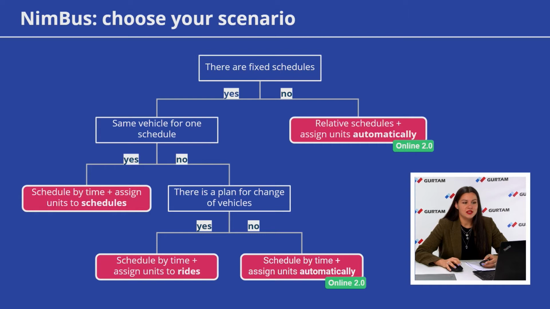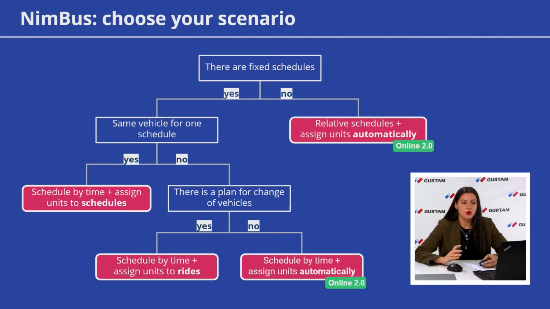If the vehicles usually switch from one schedule to another, then you should pay attention to one more thing. Is there a plan for change of vehicles? Very often dispatchers have this plan for a day, week, or even a month. In this case, it is impossible to assign the same units to schedules because units change all the time. So it's best to assign units on the rides page, where you can choose the date and assign different units to the same schedules depending on the day.